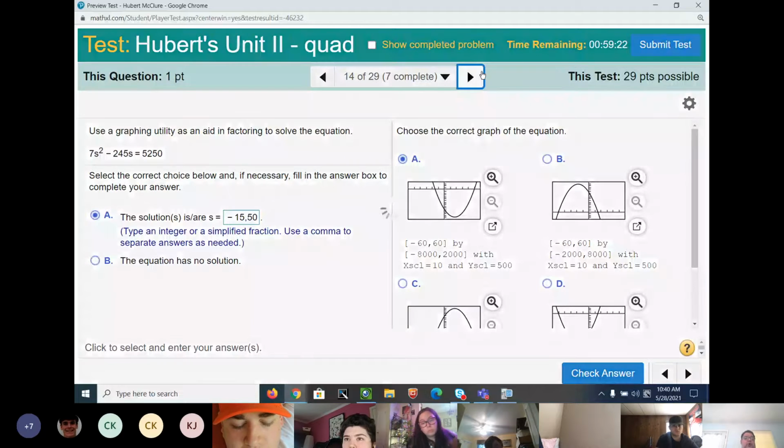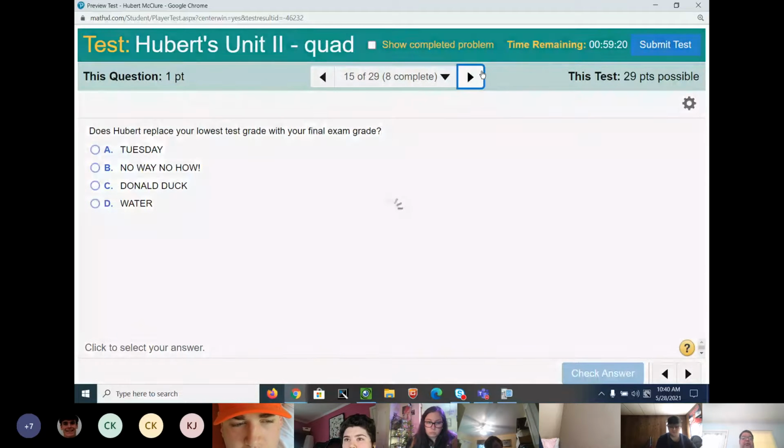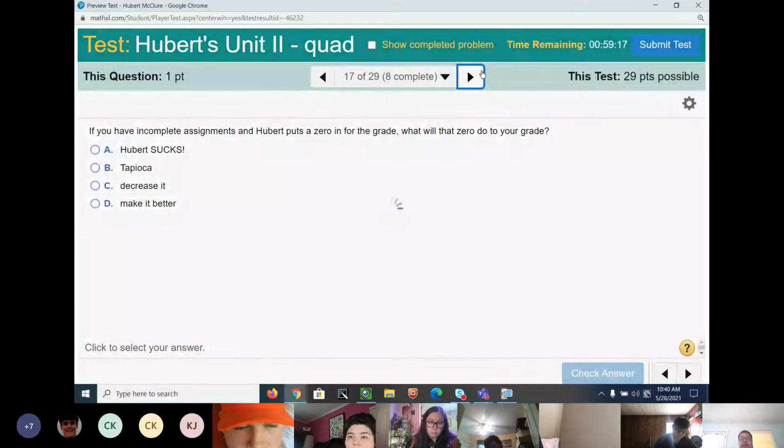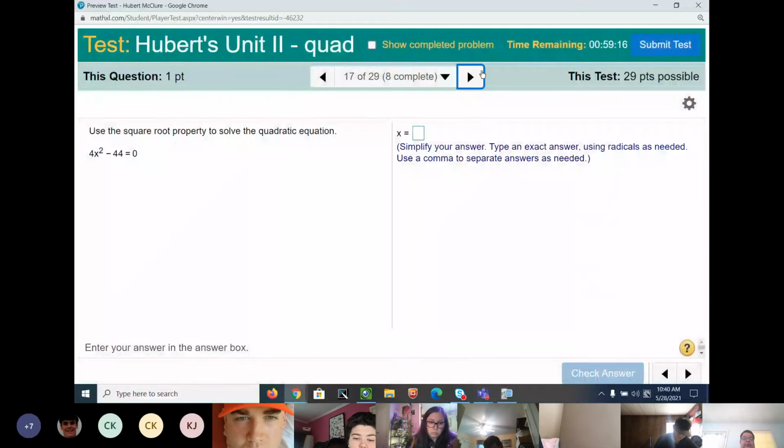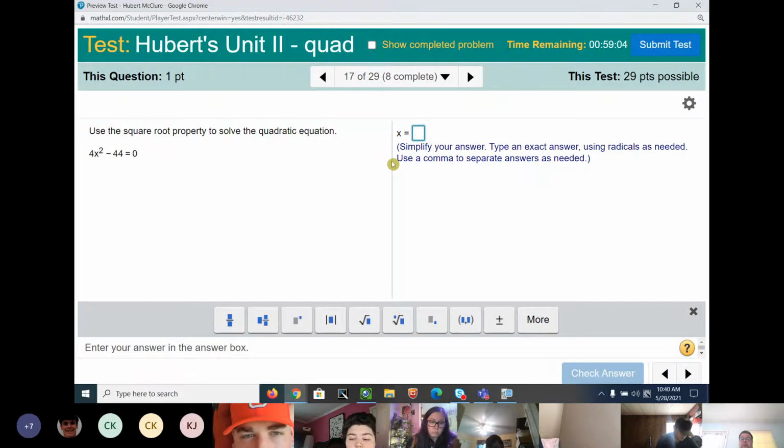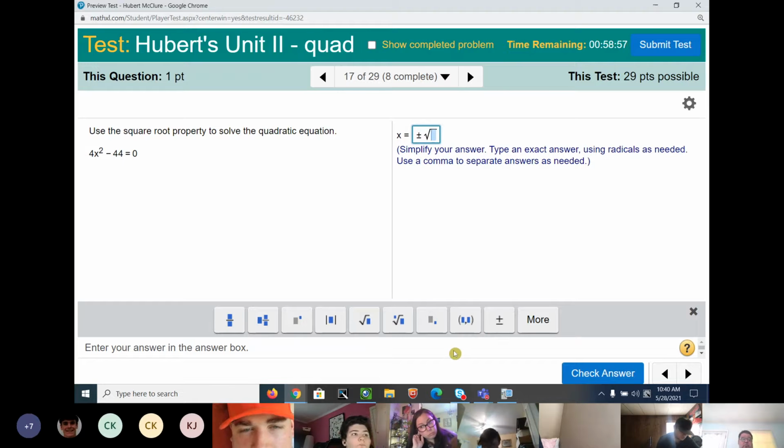All right, let's move on. Okay, now I think I've done enough graphing problems with the calculator. I've done at least two or three. Use the square root property. That's pretty simple. X is equal to the square root of 11, right? I think. Positive or negative square root of 11? I think.